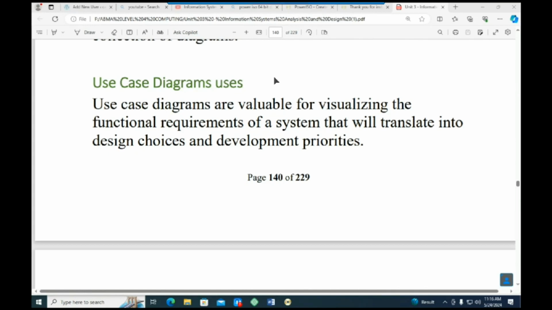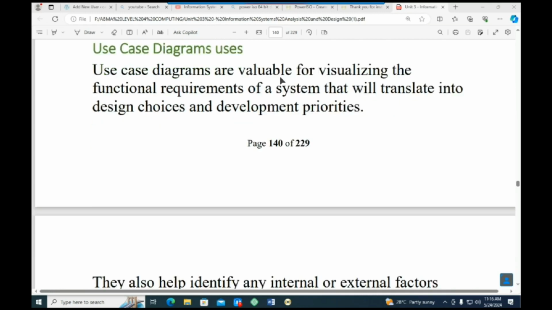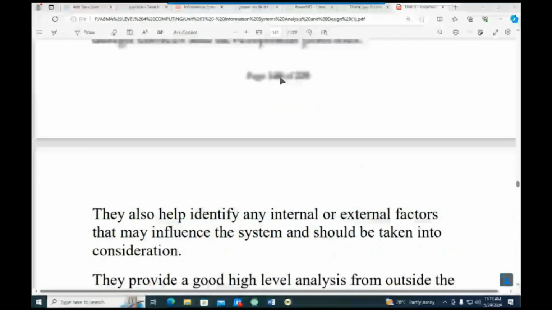So we are going to use use case diagrams to make sure that we are visualizing the functional requirements of a system. Remember, it is this functional requirement of a system that is going to be translated into the choice of design and even the development priorities. The design that people are going to have is going to come from the requirements, and whatever is going to be developed is going to be an implementation of those requirements.